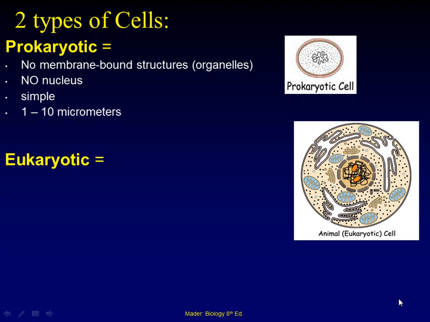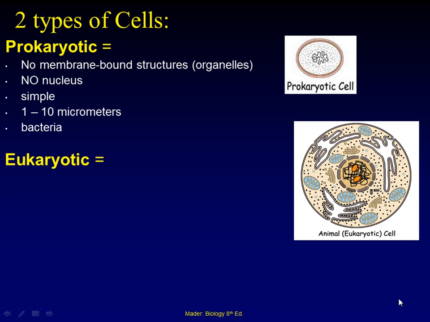Very, very small. That's a test question. Hint, hint. 1 to 10 micrometers. Remember micrometers, not millimeters. So bacteria are an example of that, and they are small, 1 to 10 micrometers, very simple prokaryotic cells.